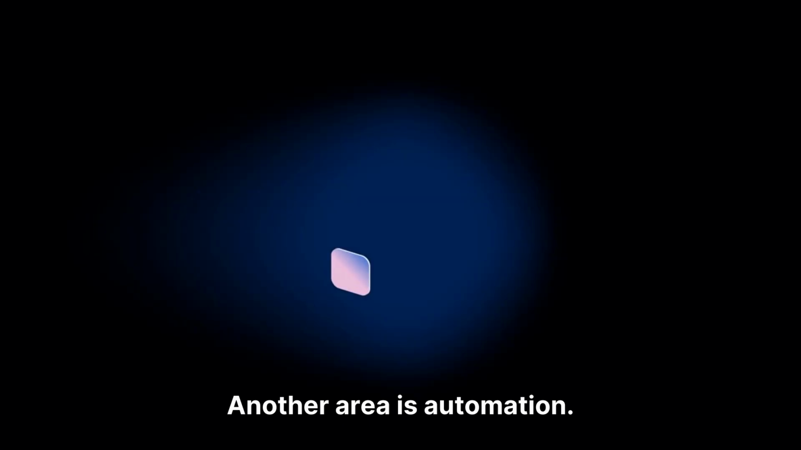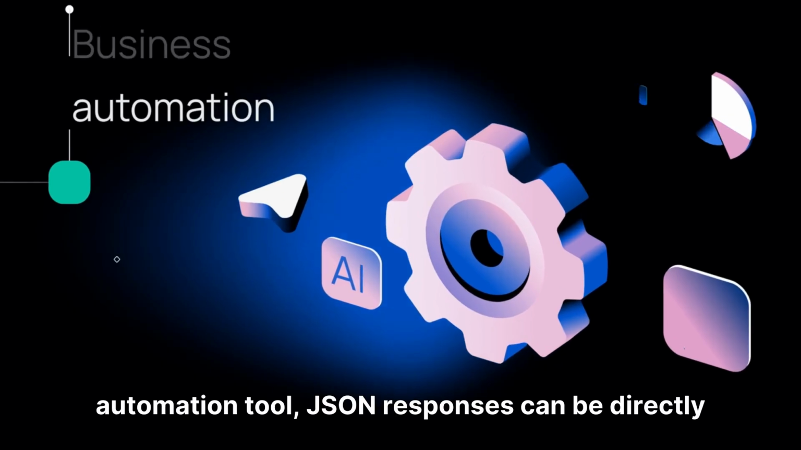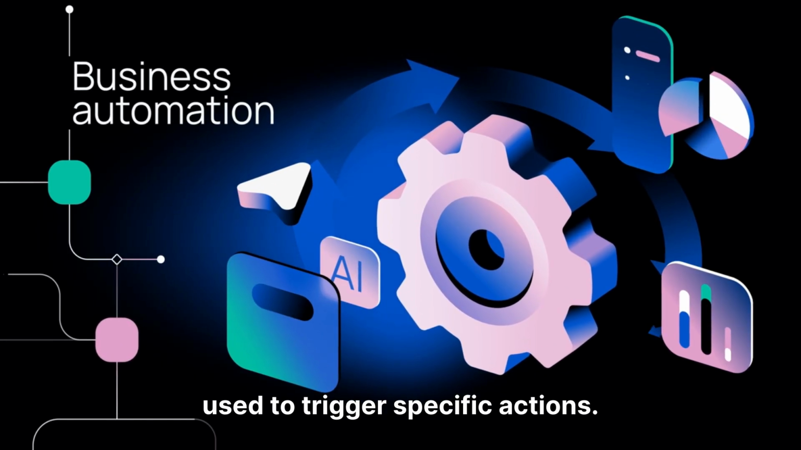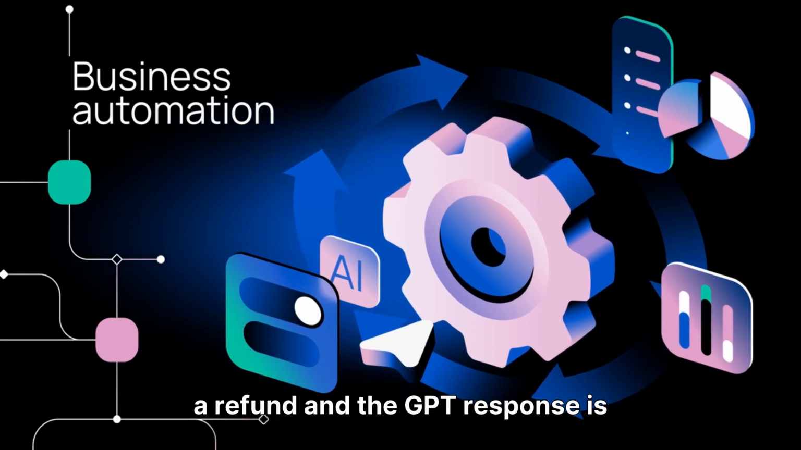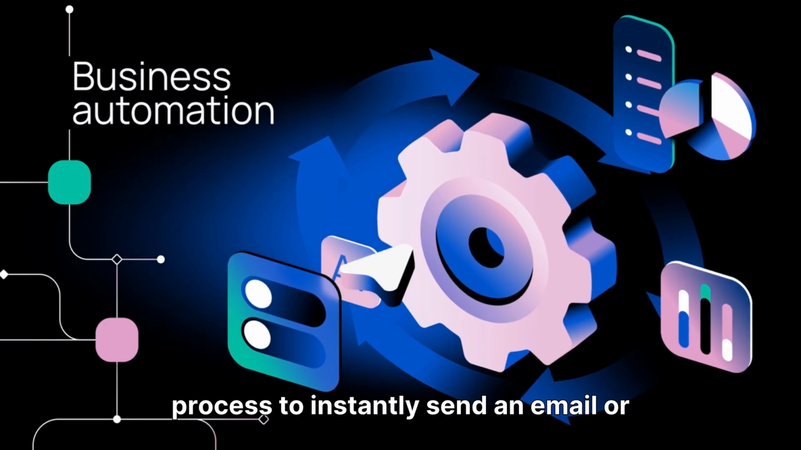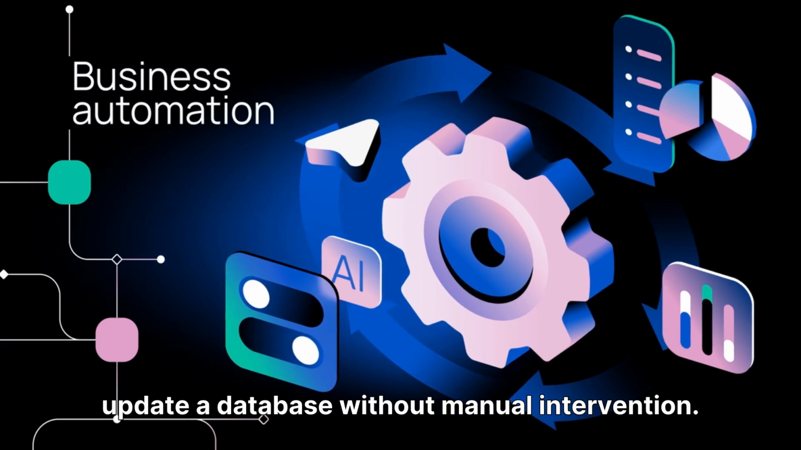Another area is automation. If you're using GPT in a workflow automation tool, JSON responses can be directly used to trigger specific actions. For instance, if a customer inquires about a refund and the GPT response is structured in JSON, you can automate the process to instantly send an email or update a database without manual intervention.